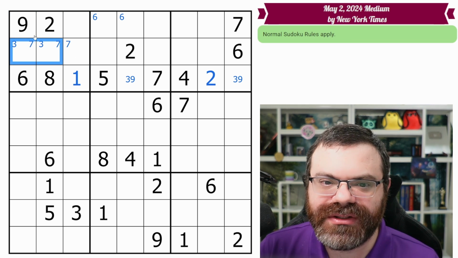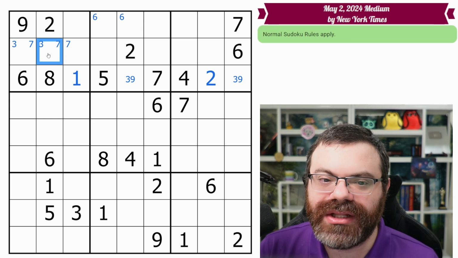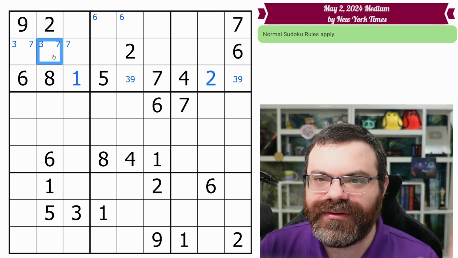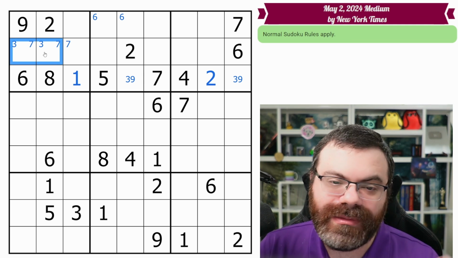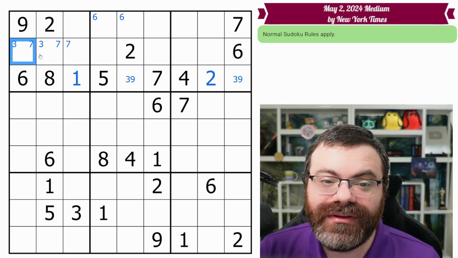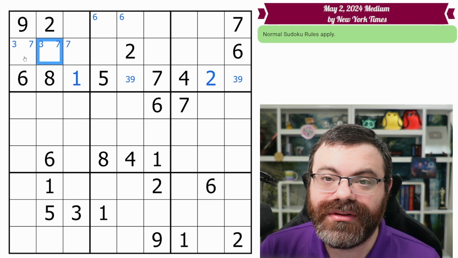It means that in the final solution, either this cell will be 3 or this cell will be 3. Those are the only 2 options. There's not a third option. They're not going to be neither 3. They're not going to be both 3. If you can think of something else, it's not that either. 3 will be here or 3 will be here. Those are the 2 worlds.